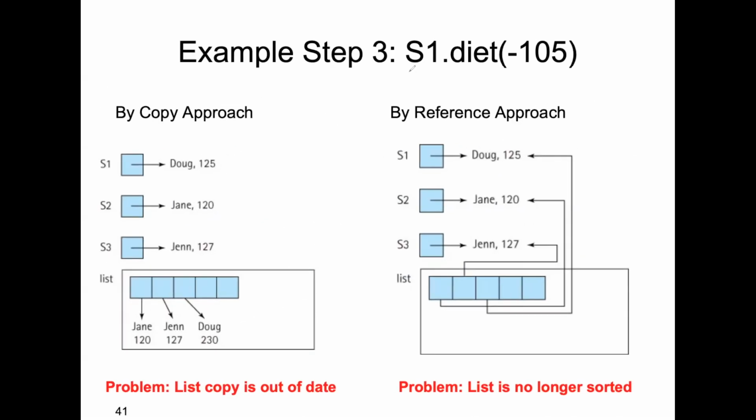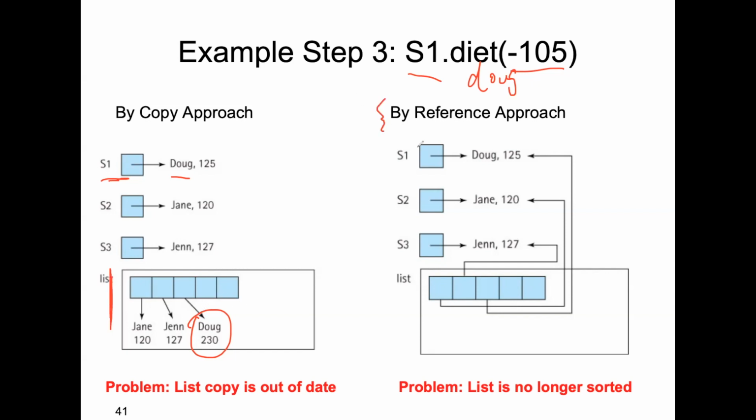In this example, let's say S1, which is Doug, goes on a diet and loses 105 pounds. So his weight changes. In the copy approach, there's a problem because the weight change is not reflected in this list. Therefore, you can make any changes to an object, but the copied object stays the same, unchanged. This is a problem because now you have an outdated snapshot of an element inside the list.